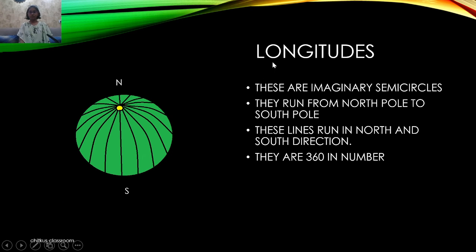And about the longitudes, the longitudes are imaginary semicircles, while latitudes are imaginary circles. The longitudes run from the North to the South Pole. These lines run in a north to south direction, and there are 360 longitudes.